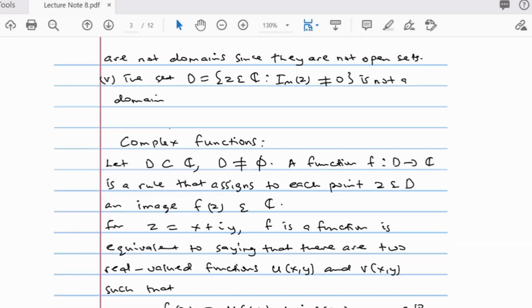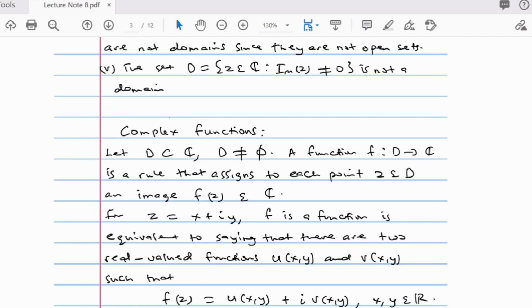Okay, so we are going to introduce what I call the complex function. So let's look at a complex function. You pick D in C, where C is the set of all complex numbers. This D is a domain in C, a subset of the complex field. We assume that the domain is not empty. A function F mapping the domain to the set of complex numbers is a rule that assigns to every Z you pick in D an image of Z. F of Z is called the image of that point Z, and it is in the set of complex numbers. So every point you pick in the domain always has an image in the set of complex numbers.